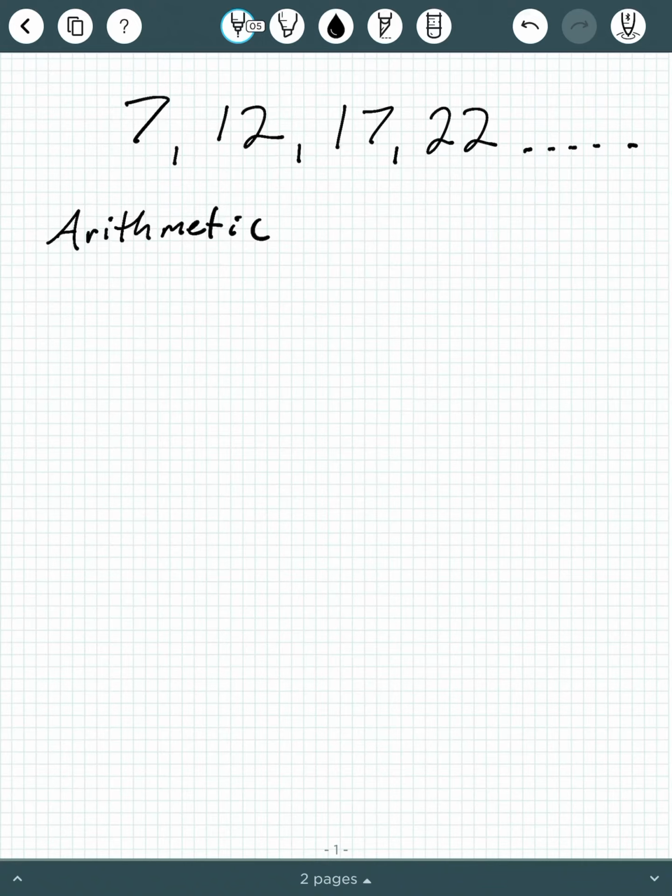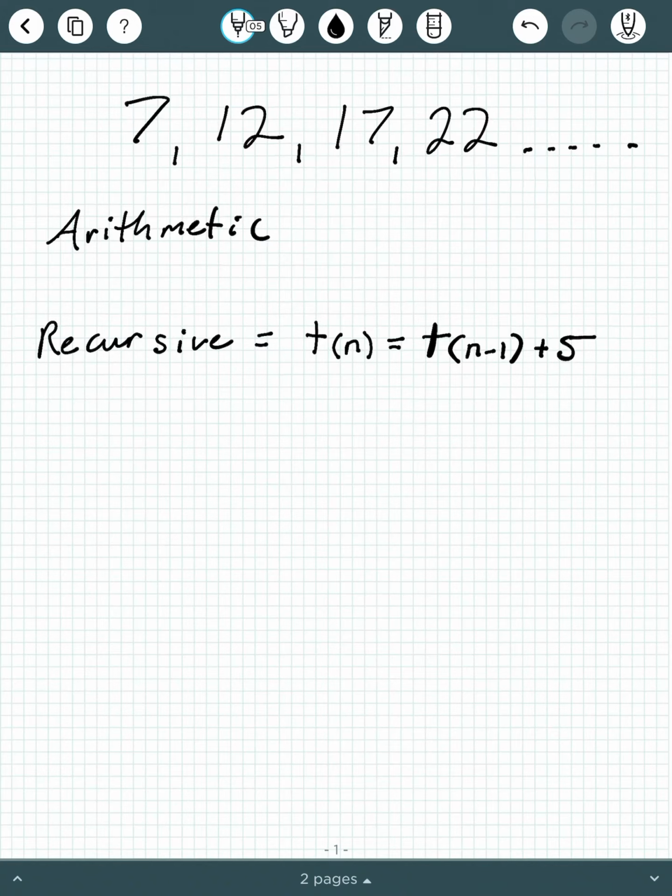So if I want to write this recursively, that recursive rule means that it's going to build from itself. So I can do t of n, which represents a term, and that'll be equal to the term right before it, which would be t of n minus 1, because minus 1 takes us 1 before that t of n term. So the term before is t of n minus 1, and then I know I need to add 5 to that, and that'll get me to the next term.